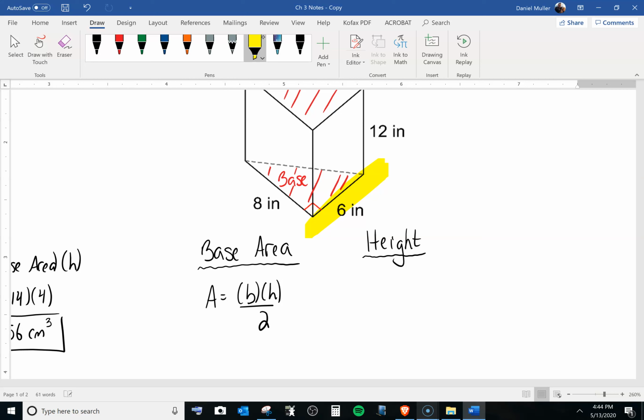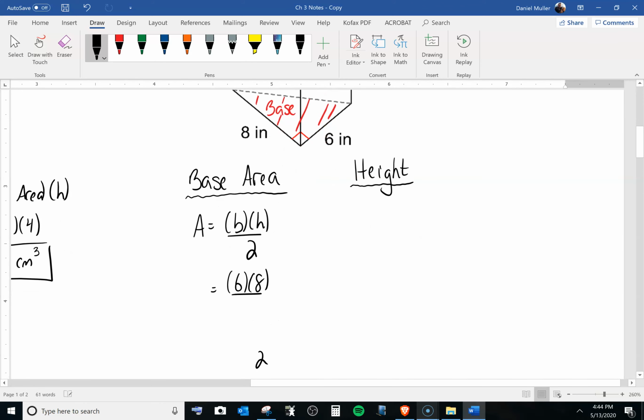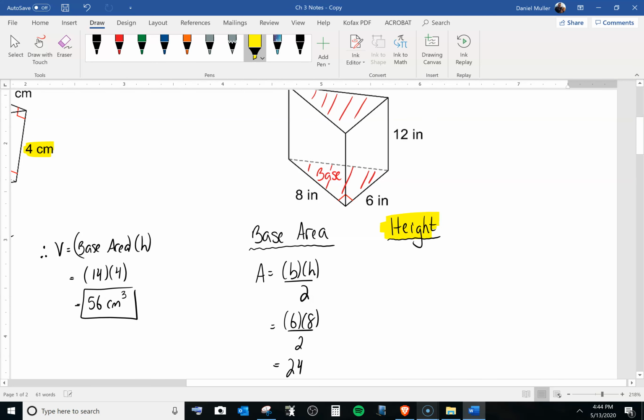So our base is 6, and it's 8 inches tall. Or you can think of it the other way. The triangle, that's the base, and it's 6 inches tall. Either way, 6 times 8 is 48. And then you will divide that by 2. So 48 divided by 2 is going to be 24. Now, the height. The height of this thing is right there. So we've got a triangle base, and it goes up by 12. So I'm going to write that down, 12.